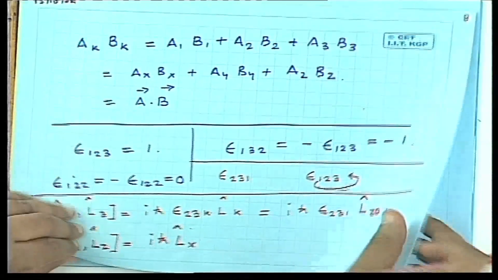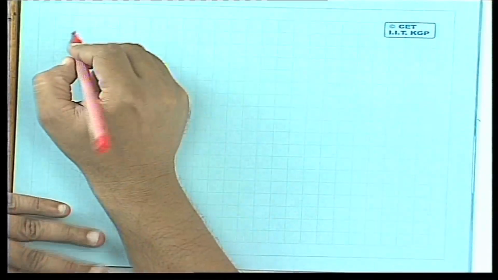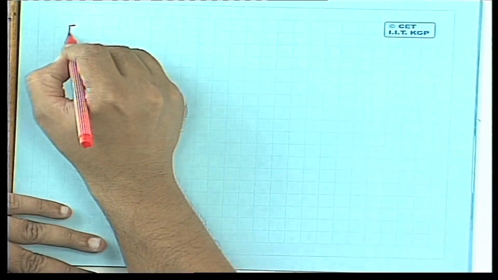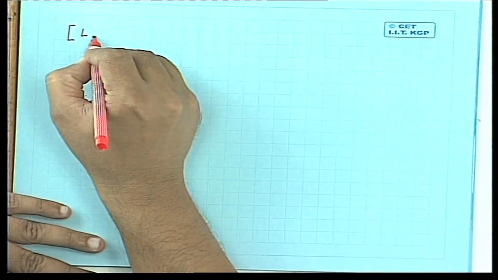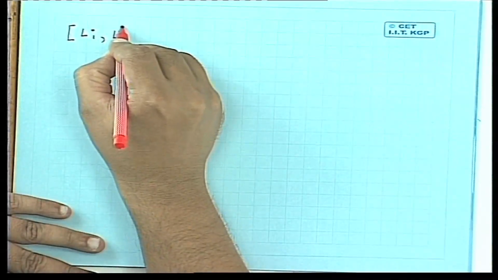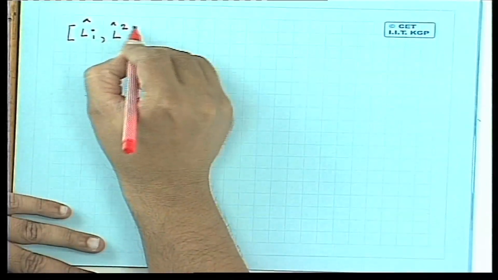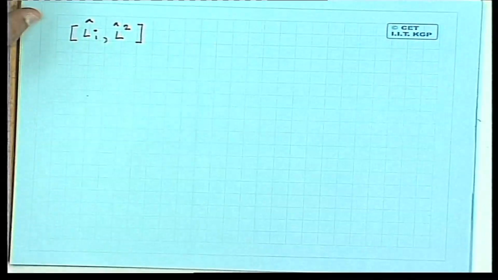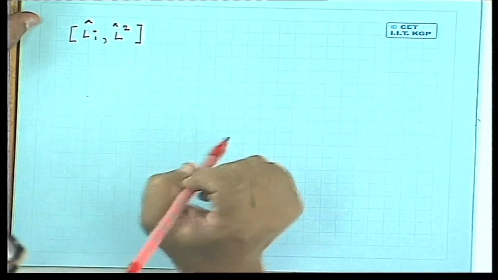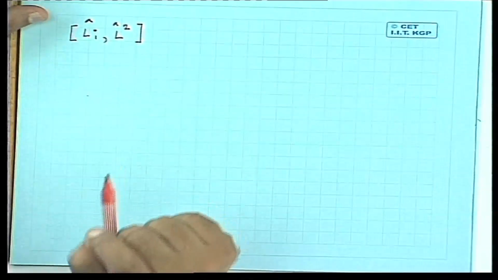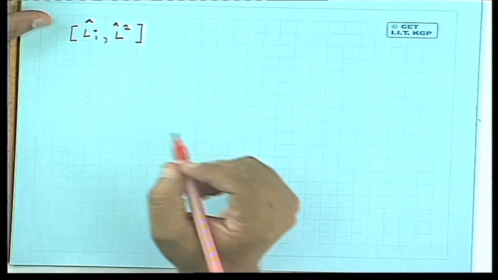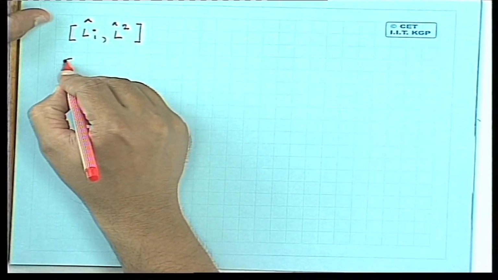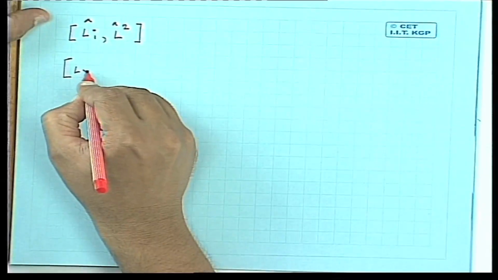Now let us move ahead. Another commutator which we want to calculate is the commutator of any component, let us say Li, with L squared. This is another important commutator which we want to calculate. How much is this? So, let us calculate it for a particular value of i. Let us calculate it for Lx, for example. So, we want to calculate it for i equal to 1, or we have Lx.